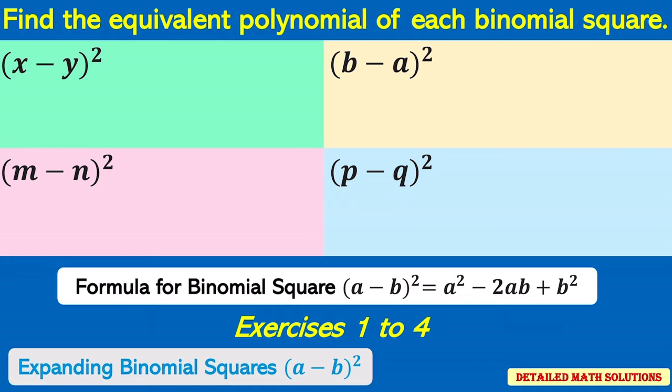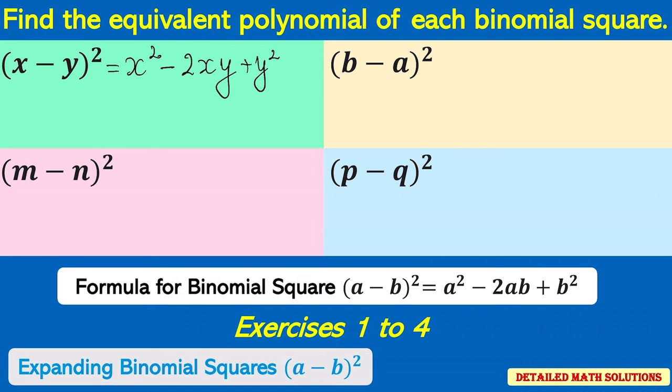In the first binomial, x minus y in parentheses squared, x corresponds to the a in the formula, and y corresponds to the b in the formula. Therefore, when I apply the formula, I get x squared minus 2xy plus y squared.